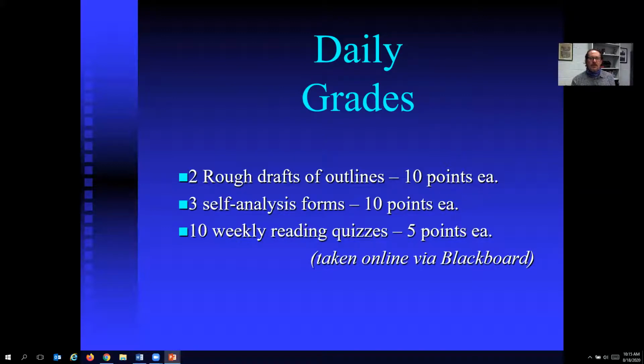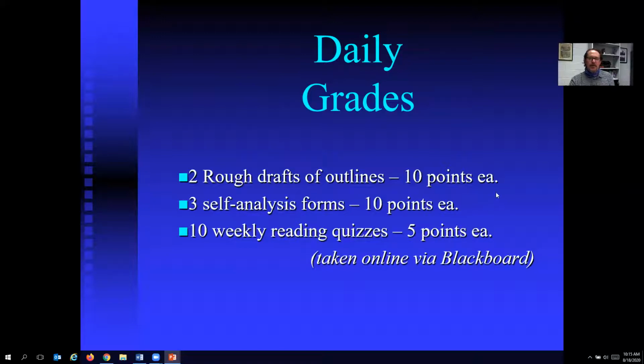Self-analysis questionnaires. There's a questionnaire to be completed in Blackboard about your most recent presentation. So after each individual speech, you'll answer the questionnaire about your own performance. You'll analyze yourself, and those are worth 10 points apiece.